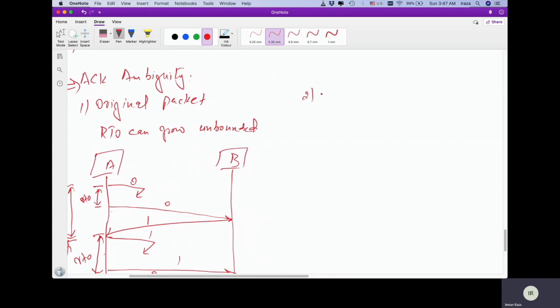And the second case is that of retransmitted packets. Because of this acknowledgement ambiguity, the retransmission timeout might shrink in this case.